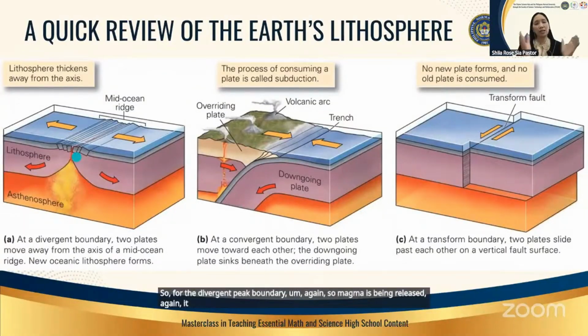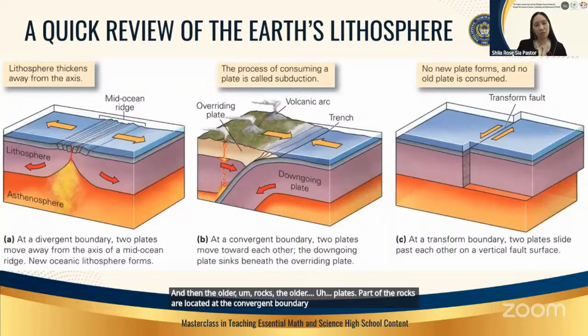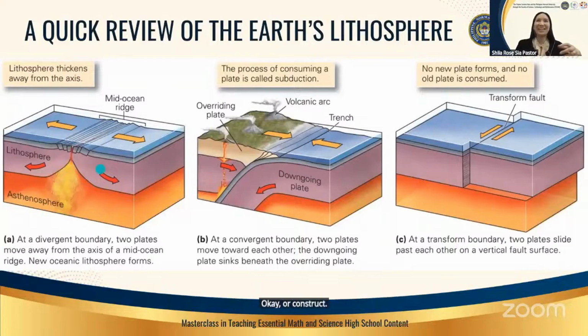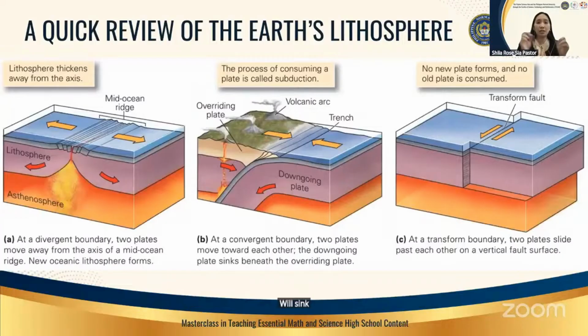It pushes. That is why if you deal with plate tectonic theory, most of the younger rocks are formed at the ridge, okay, where divergent boundaries are actually located, and then the older plates, part of the rocks are located at the convergent boundary. So creation, or construction ang divergent boundary, destruction ng plates ang convergent boundary, because as you can see, the convergent boundary, your oceanic plate, okay, or technically the denser plate, will sink, and then this will destroy your plate.